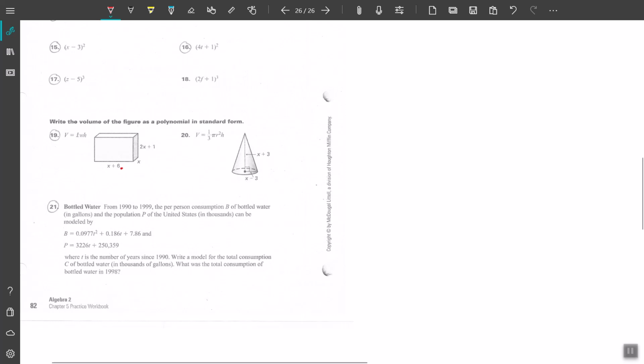So we're going to use this formula here. We know that we can identify this as the length, this right here is the width, and this as the height. So we're just going to take those expressions and plug them into our formula. Volume equals length times width times the height. So the length in this case is represented by the expression x plus 6. The width is x, and I'm going to put that in parentheses, and then the height is 2x plus 1. I'm going to reorder these a little bit. You can multiply them in any order you want.